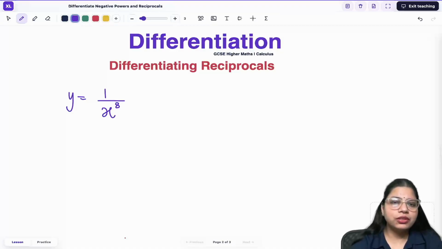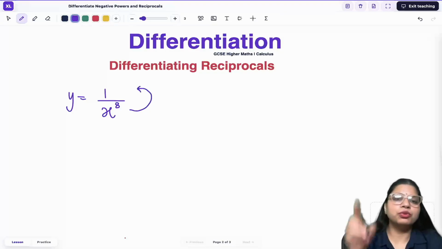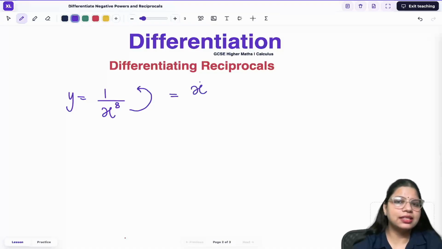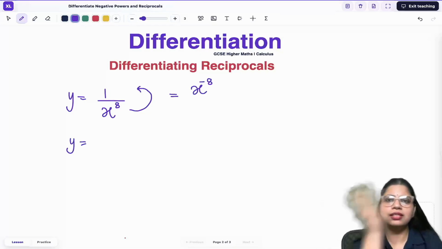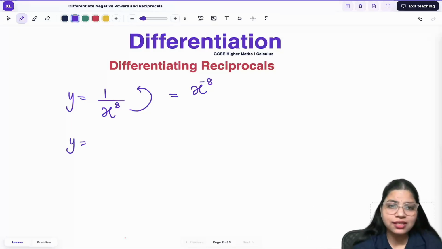So over here, what we need to do is write the reciprocal. To write the reciprocal, that means move it up. And when we move it up, the indices gets negative, right? So you just need to convert it. It's just following what we have learned. We have just learned about negative indices, no? So y equals x to the power of minus 8.